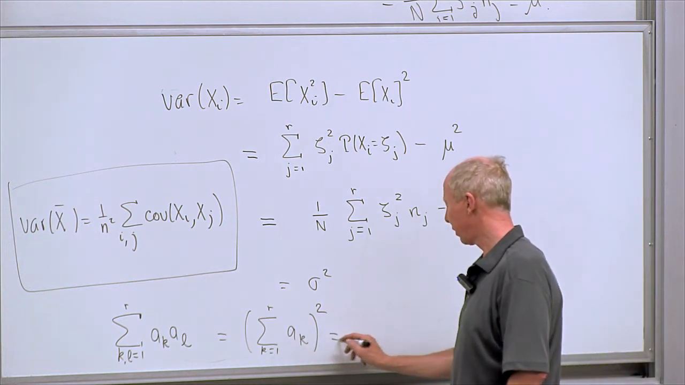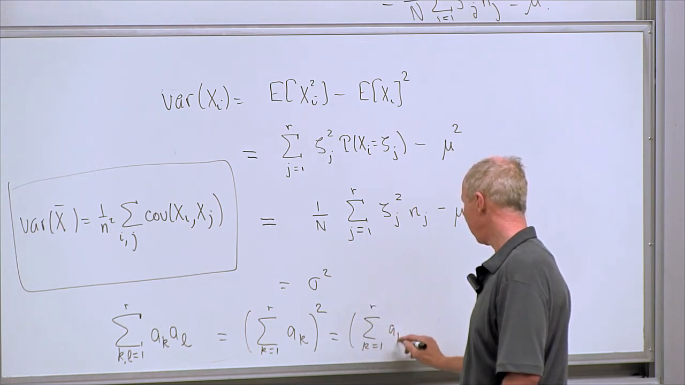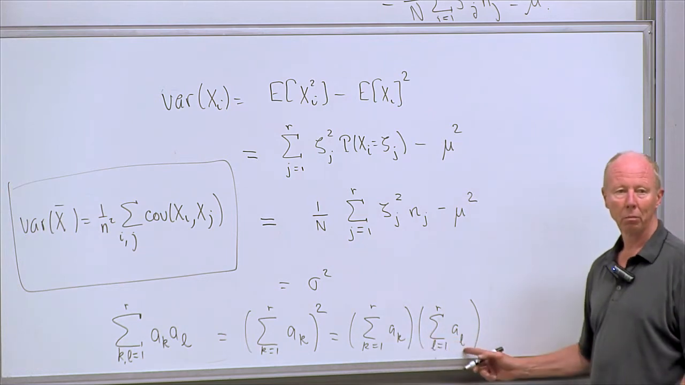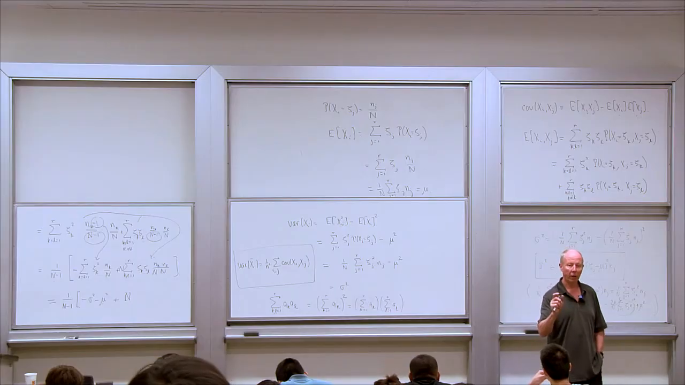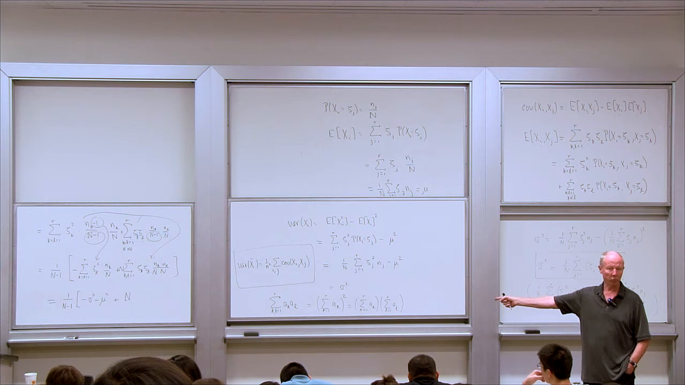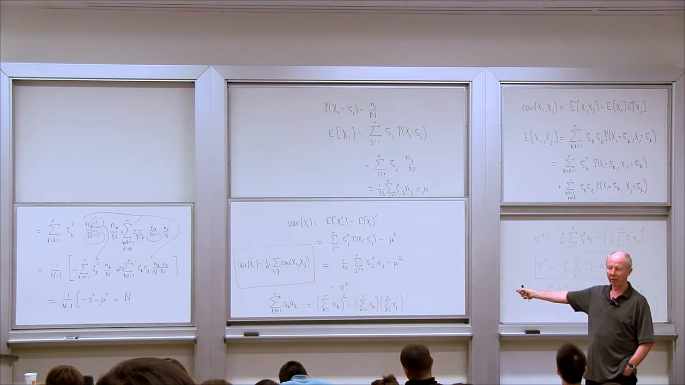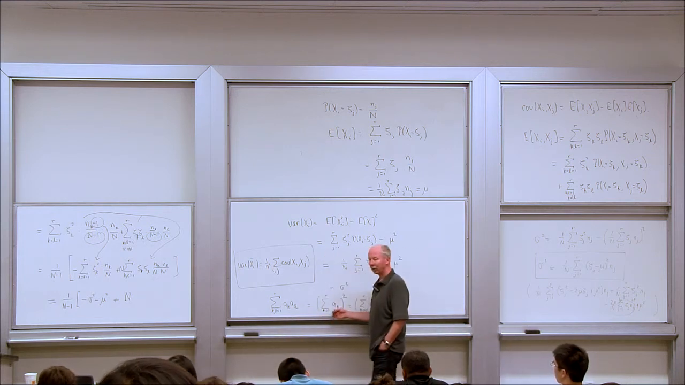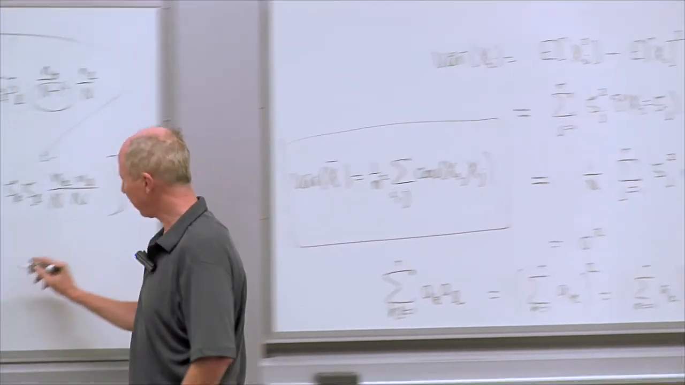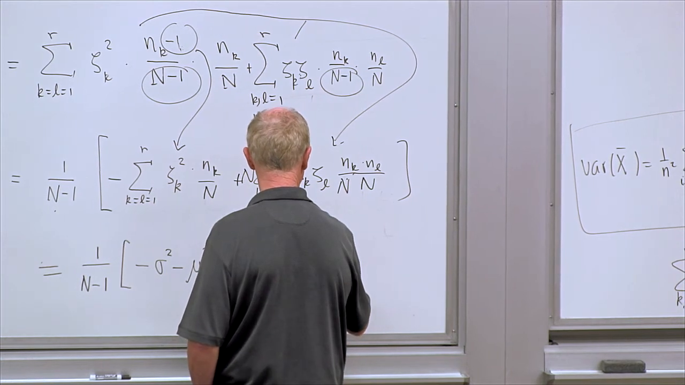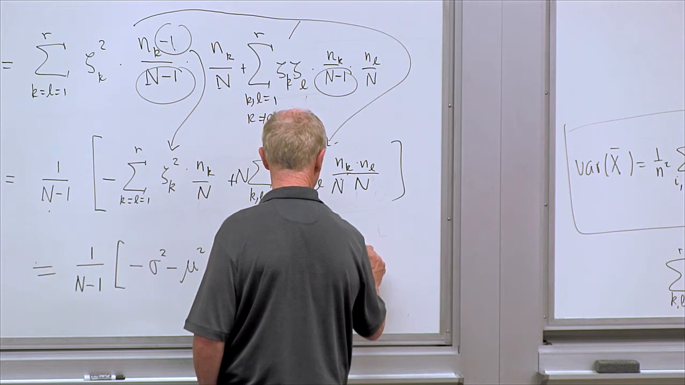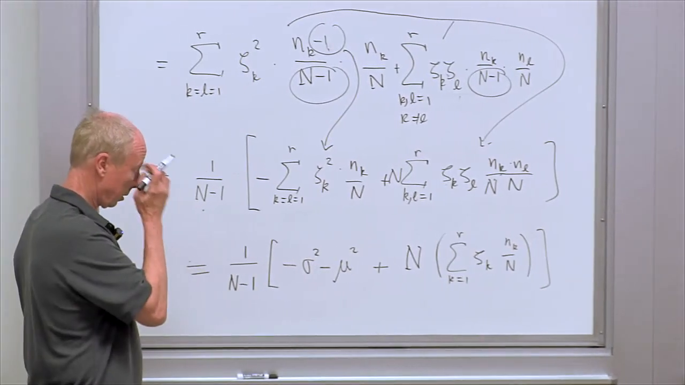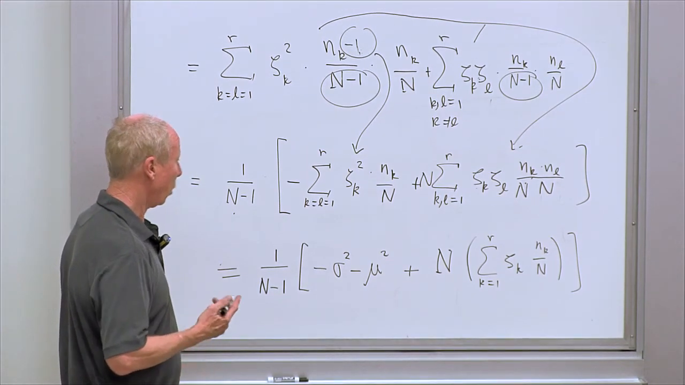Why is that? Well, I can rewrite this as the sum k equal 1 to r ak times the sum l equal 1 to r al. And how do you multiply two sums together? You have to multiply all the possible pairs together, one from the first, one from the second. If I pick one from the first, that would be an ak. Pick one from the second, that would be al, right? So I get the sum ak times al. So a sum that looks like this is a square of a sum. So this is the sum k equal 1 to r ck nk over capital N, squared. Thank you.